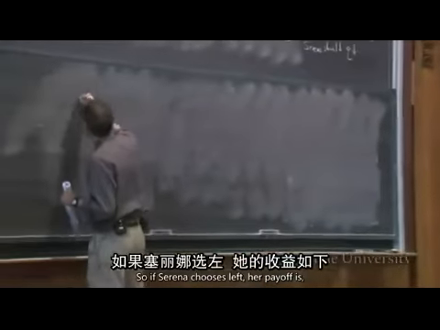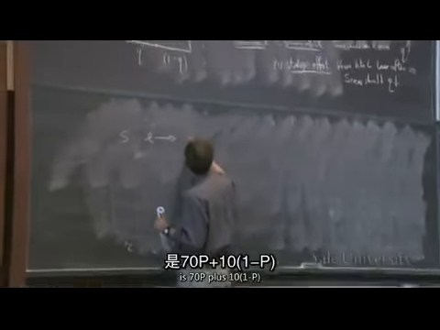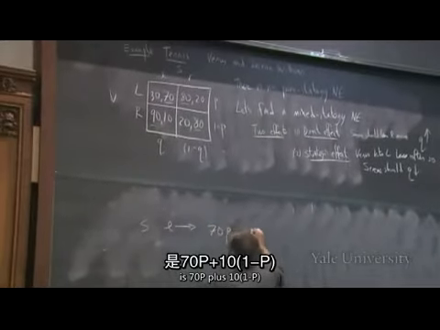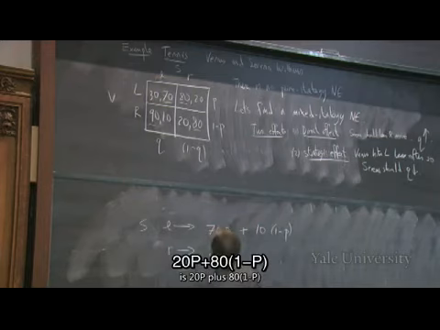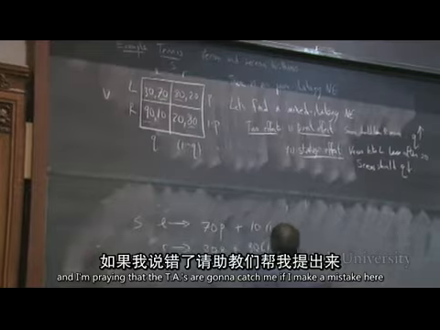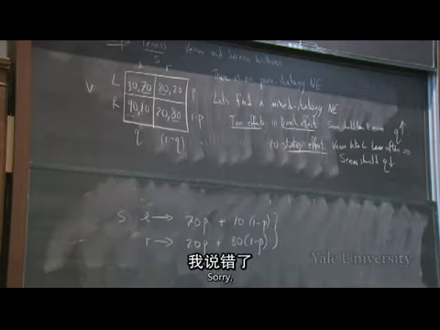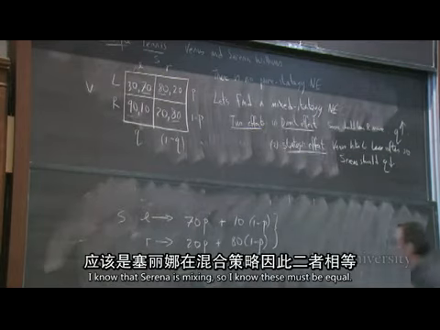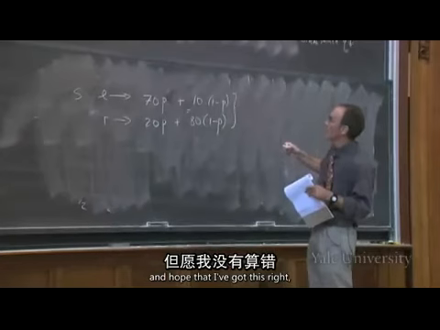All right? So if Serena chooses left, her payoff is, and I'll read it off quickly this time, 70p plus 10(1 minus p), and if Serena chooses right, her payoff is 20p plus 80(1 minus p), and I'm just praying that the TAs are going to catch me if I make a mistake here. And I know these have to be equal, because I know that in fact Venus is mixing, I know that Serena is mixing. All right? So I know these must be equal.